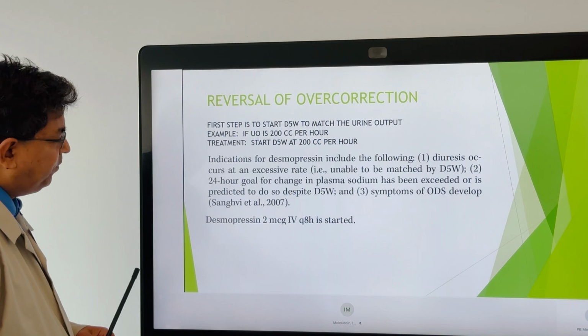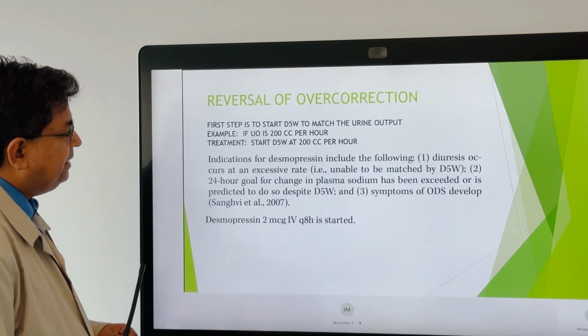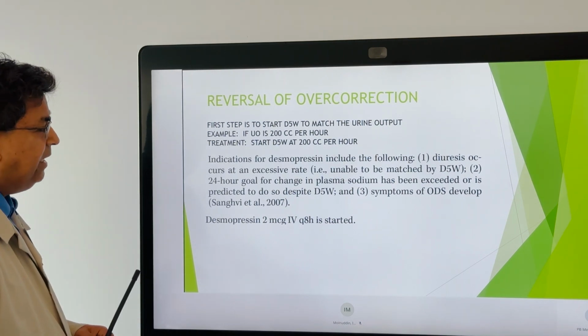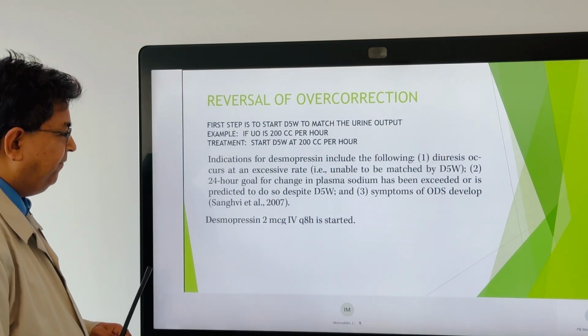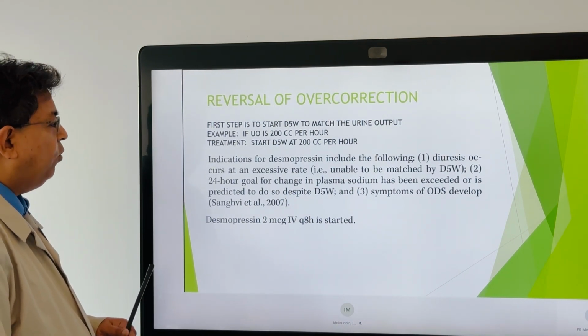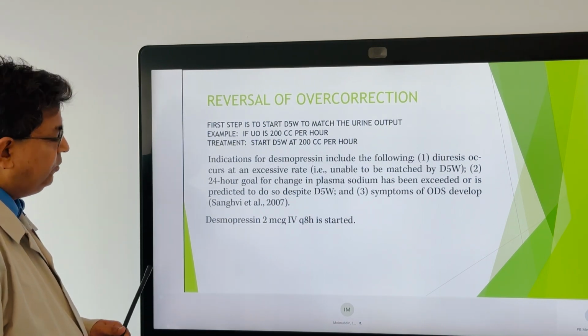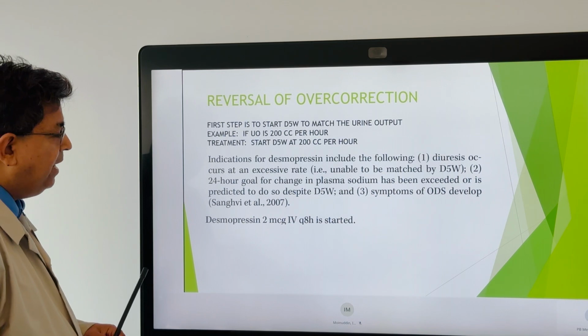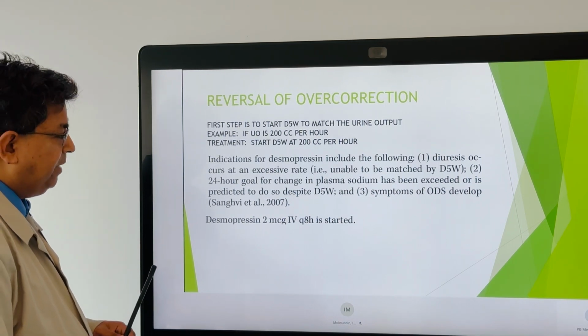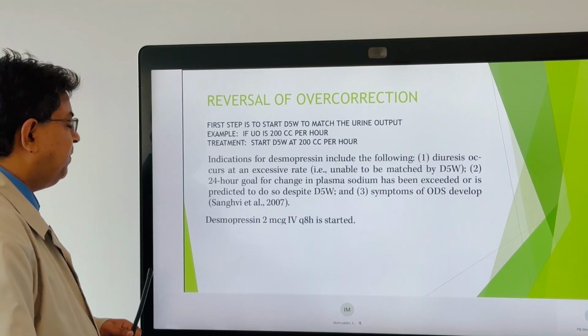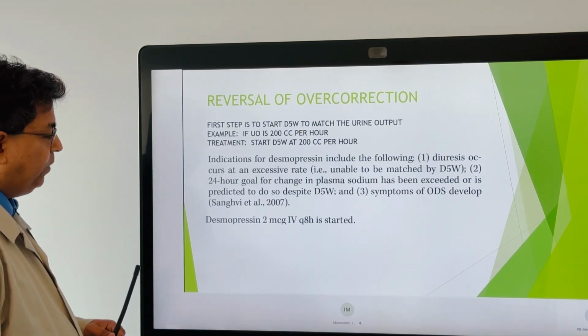Indications for desmopressin include the following. Diuresis occurs at an excessive rate, that is, it's unable to be matched by D5W. The 24-hour goal for change in plasma sodium has been exceeded or is predicted to do so despite D5W, and symptoms of osmotic demyelination develop. The typical dosage is desmopressin 2 micrograms IV every 8 hours.